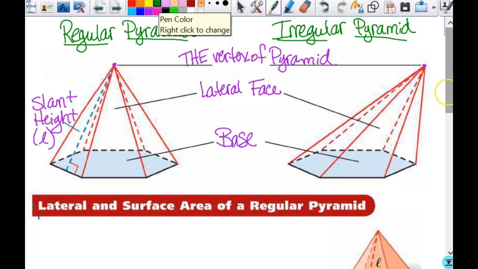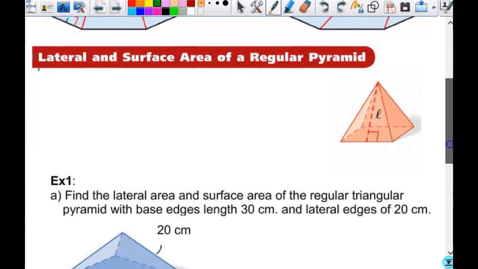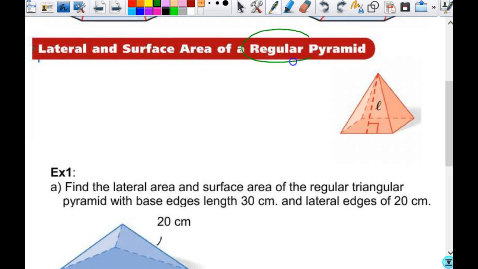All right, so here is where we're going to put our formulas that we already came up with. Lateral and surface area of regular pyramids. These formulas are only going to work for regular pyramids. We know that lateral area, we just came up with that. It kind of looks like 1/2 base times height, but it's 1/2 perimeter of the base times the slant height.